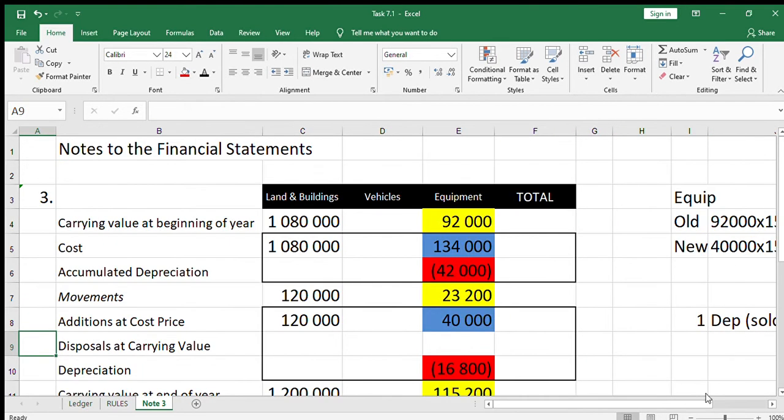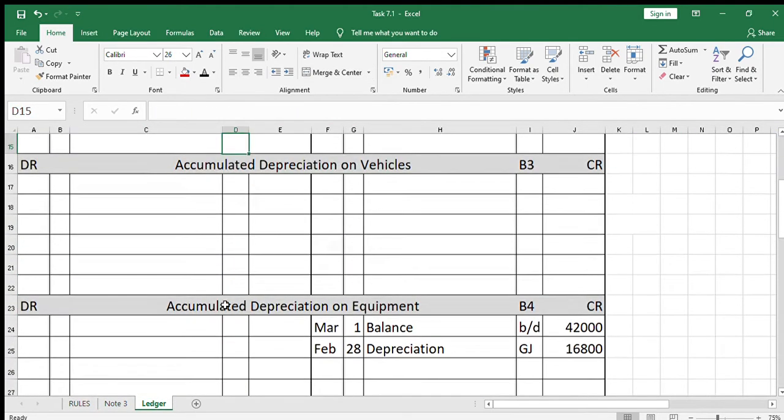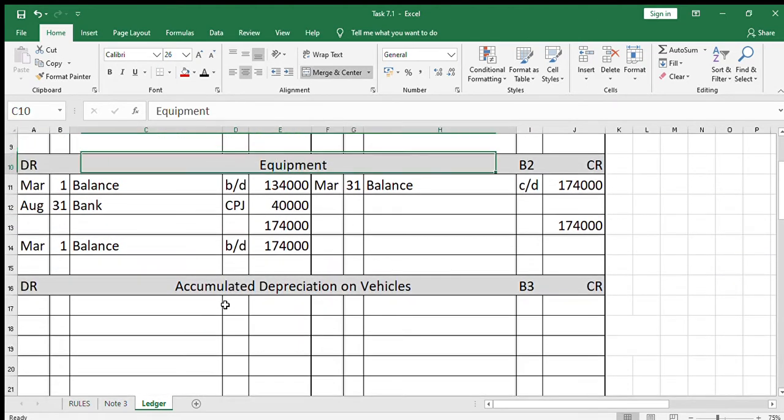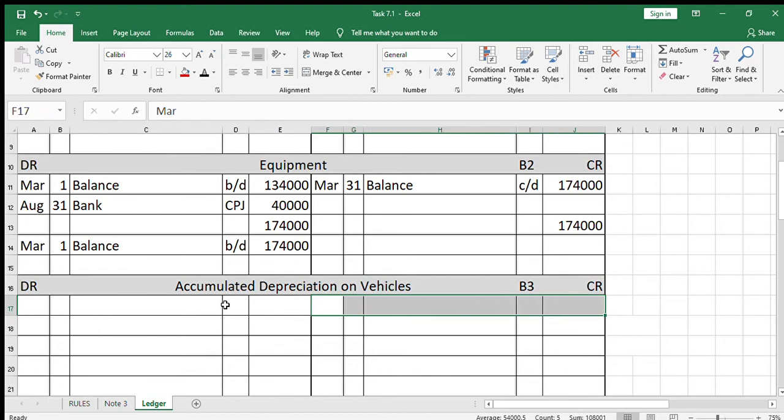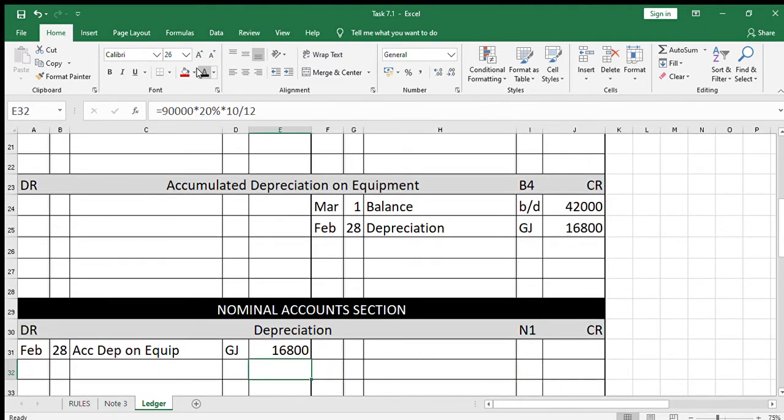Our journal entry is debit depreciation, credit accumulated depreciation on vehicles. So go to your ledger accounts, accumulated depreciation on vehicles. We can bring down the balance from the question first. Then we're going to say debit depreciation, credit accumulated depreciation on the day the asset was sold, and that was 15,000. So we credited accumulated depreciation, and I'm going to debit depreciation with the same amount, 15,000, on this date, December 31st.